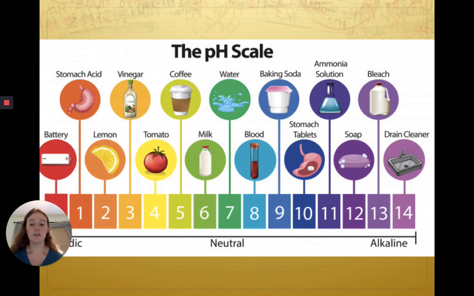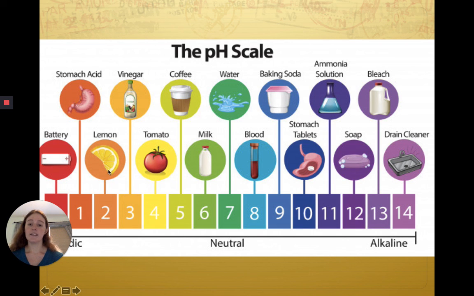Here's just a general pH scale. On this side over here we have acidic things. Over here is alkaline. Now alkaline is just another name for base. We like to have multiple names for things in biology. It's just something you kind of have to get used to, for lack of a better term. So battery acid is extremely acidic. And then notice right here your stomach acid. There's hydrochloric acid in your stomach. And that is super acidic as well.